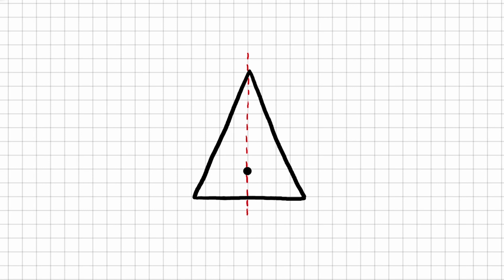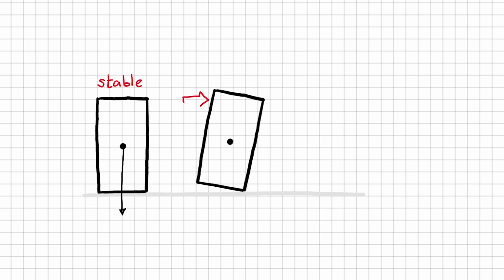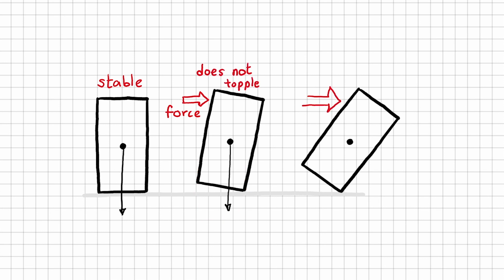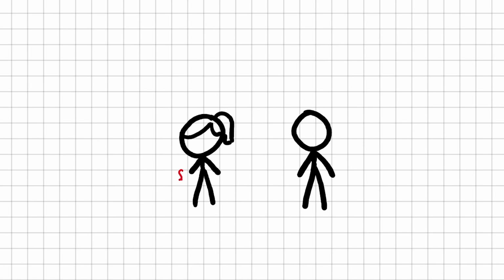Let's have a look at how the center of mass plays a role in an object's stability. If the center of mass remains within the base, the object remains stable. Now I can apply a force at the top to cause it to pivot. Will it topple over? Not if the center of mass is still within the base. But if I push it slightly further so that the center of mass is now outside of the base, it will topple over.